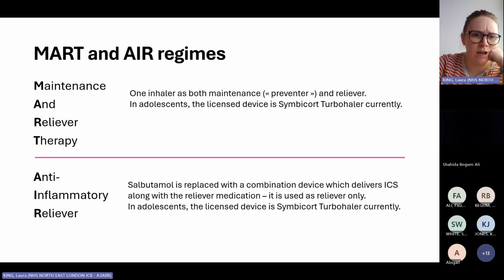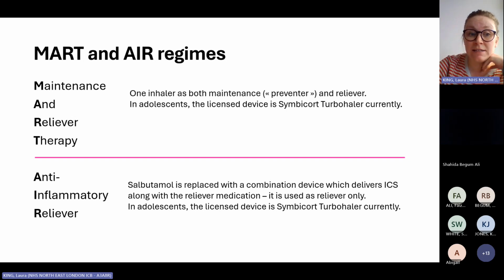So moving on, MART and AIR regimes, what do they mean? I did put the glossary in, so I've given you a bit of a steer. Maintenance and reliever therapy is MART, and AIR, which is a bit newer and something that I've really had to get to grips with, is anti-inflammatory reliever. So MART, one inhaler to rule them all, just one inhaler. We are ditching the preventer and the reliever as separate, and we're giving one.